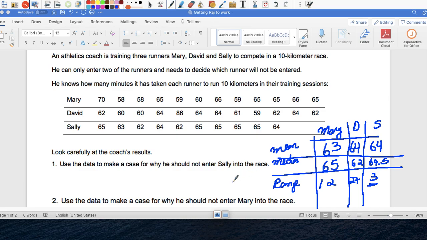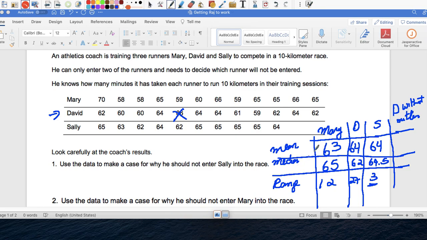And then the other thing we can say is that David had an off day, right? Which makes his mean go a little bit higher. So what happened if you took that out of David's data? Just like we did with the car, let's pretend this day didn't happen. So I'm going to make a new column over here: Dave without the outlier. And again, we want to make a case as to why Mary shouldn't enter.